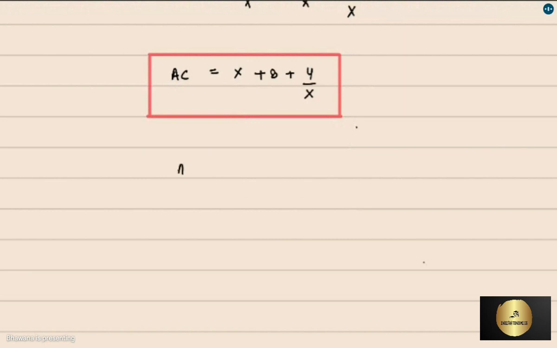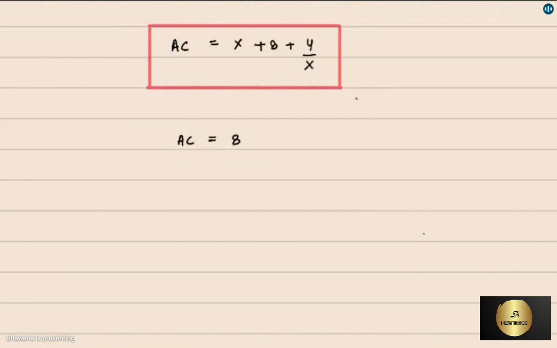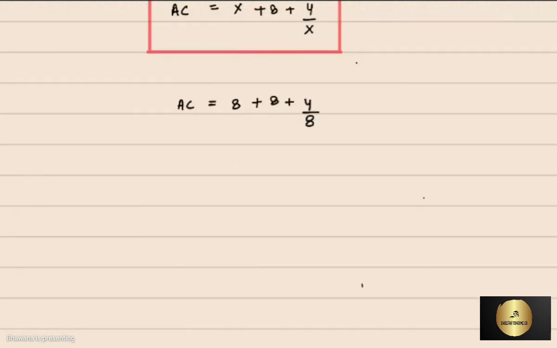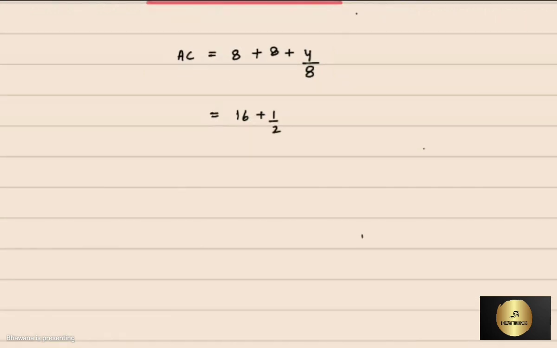Now when we put X is equal to 8, because that is the profit maximizing level of output for a firm, then we will get our average cost is equal to 16.5.